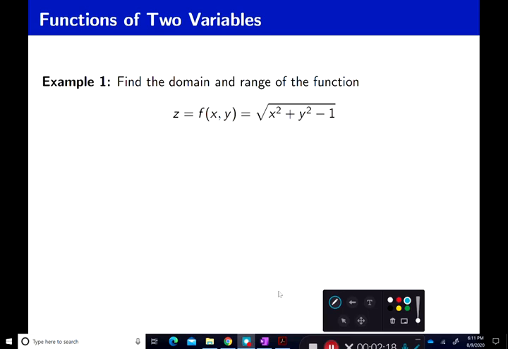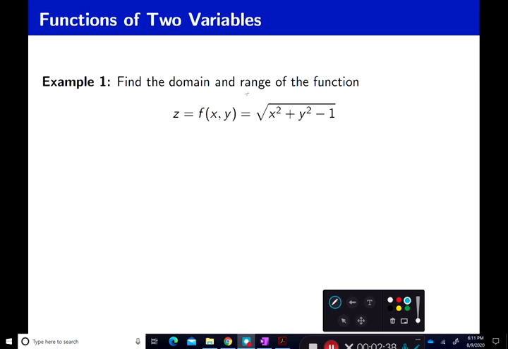Example 1, find the domain and range of the function z equal to f of x and y, where f of x and y is the square root of x squared plus y squared minus 1. So how do we find this?